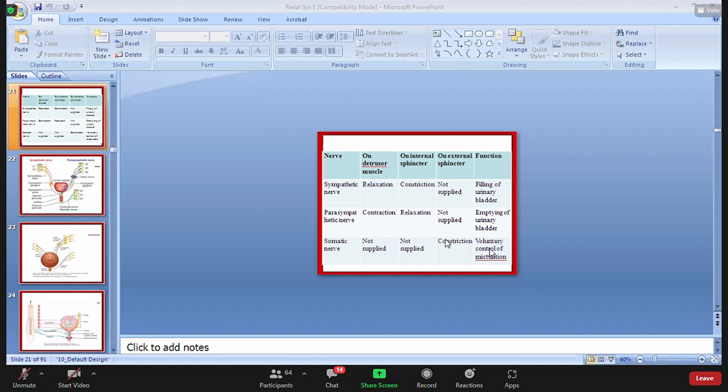I need more voices. তাহলে innervation of urinary bladder and their function. You understand? Yes, ma'am.